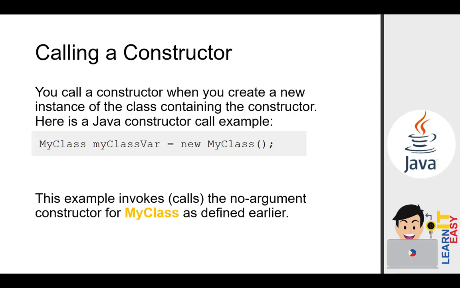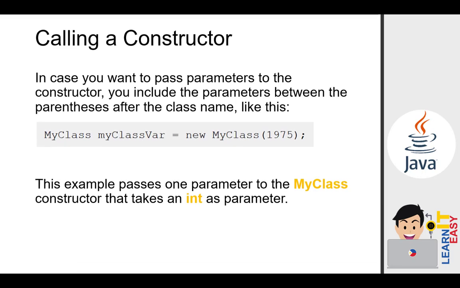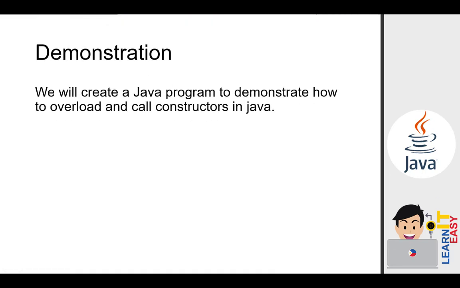So kapag ganito tayo nag-create ng object, yung empty constructor yung maloload kasi hindi naman tayo naglagay ng argument. Pero kung naglagay ka dito for example ng number, yung isang constructor yung tatawagin niya. Kasi nga naka-overload tayo. So ito yung sinasabi ko kanina. So in case na naglagay tayo ng number kagaya ng 1975, no, yung isang constructor yung maloload. Kasi nga naka-overload tayo. So we will now going to create a Java program to demonstrate how to overload a constructors in Java. Okay, so let's start.